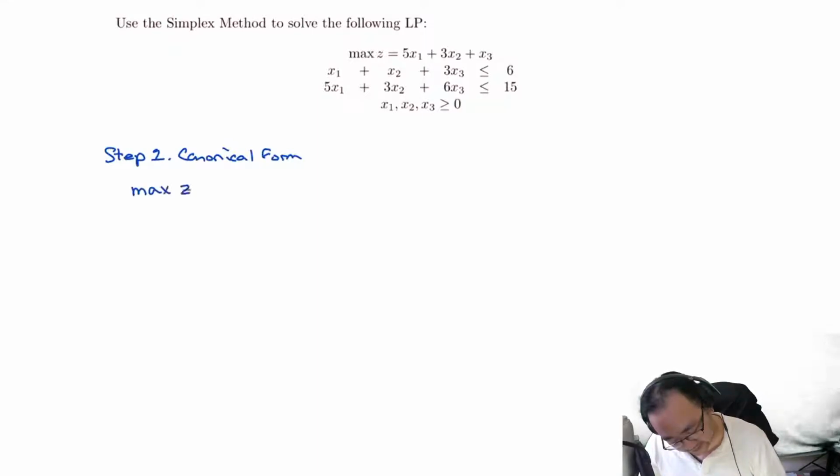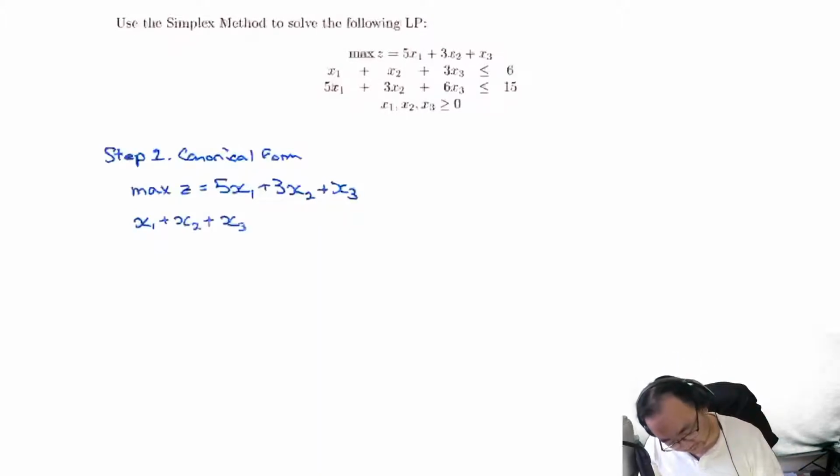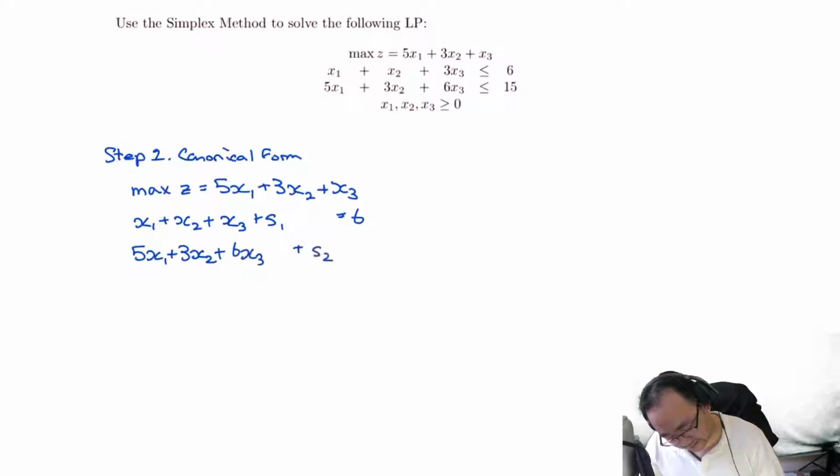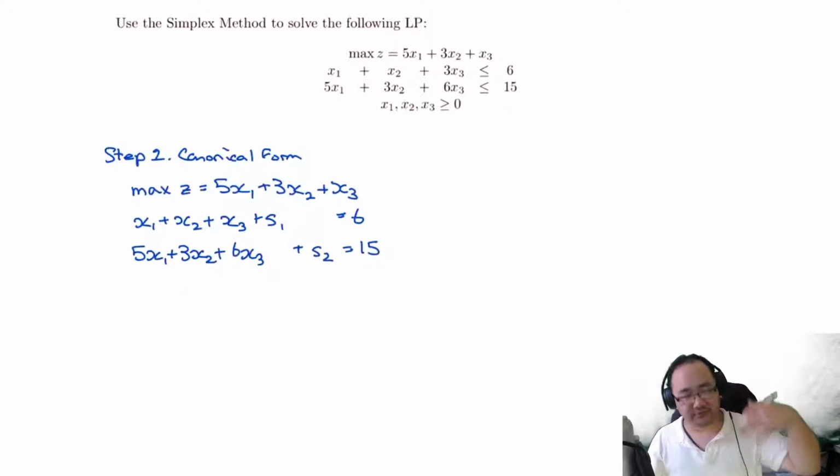So the maximum z is equal to 5x1 plus 3x2 plus x3. And then for the first constraint, there's going to be x1 plus x2 plus x3 is less than or equal, so we want to add a slack variable s1, and that's going to be equal to 6. And then the next constraint is going to be 5x1 plus 3x2 plus 6x3 plus s2, and it's going to be equal to 15. And then that's good. And then our non-negativity constraints, which we actually don't really need for now, so I'll leave them out. But it's still kind of implied.